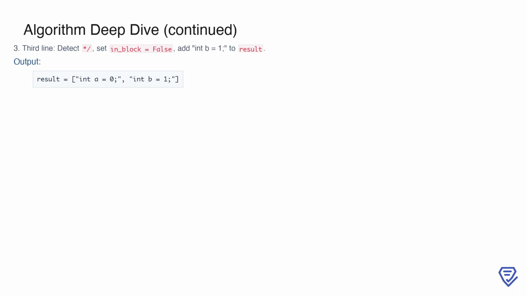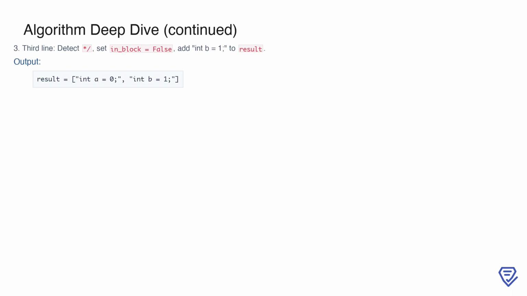Suppose the input source code is as follows: source equals int a equals 0 // initialize a, /* multiline comment */, int b equals 1. On the first line, we detect the // at index 12, which marks the start of a single line comment. The valid code before this point is int a equals 0, so we add it to the result list. On the second line, we encounter the /*, signaling the beginning of a multi-line comment. We set in_block to true and skip all characters in this line.